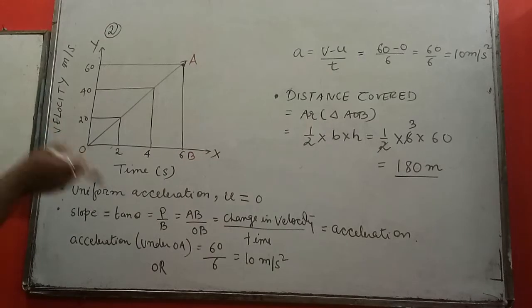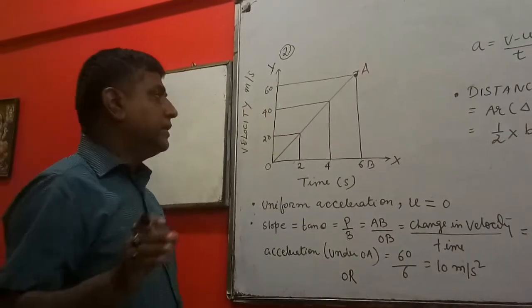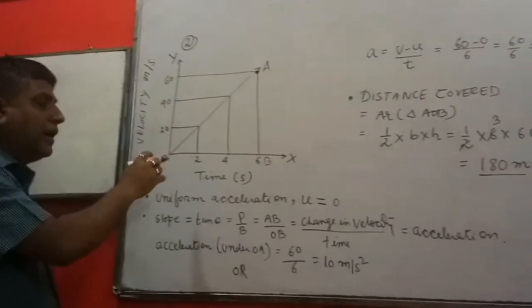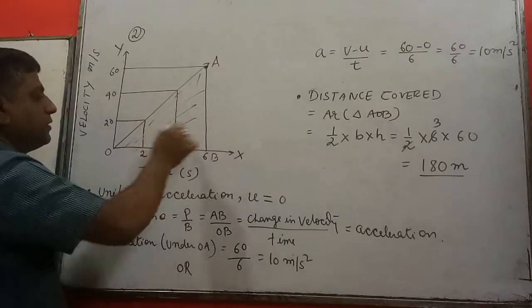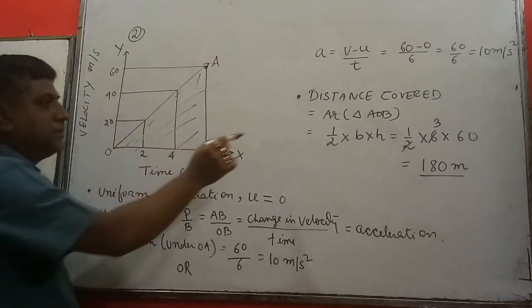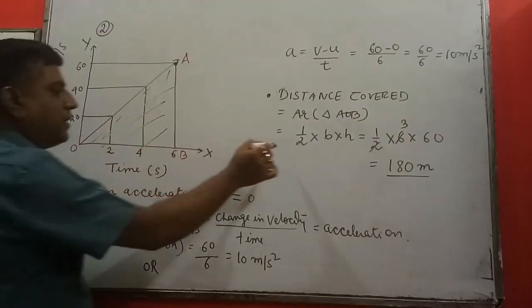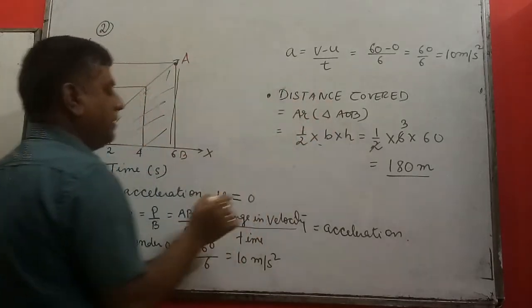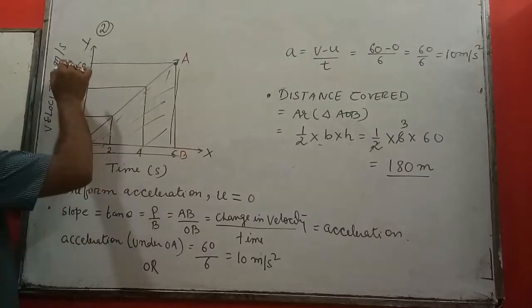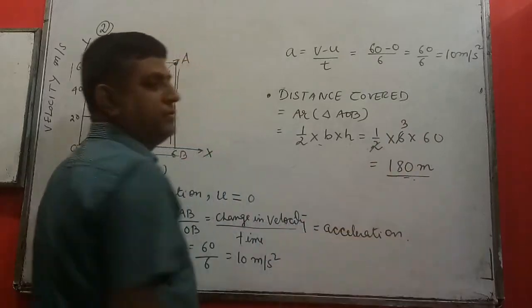And already I have told you in my previous graph, this is case 1. Area under the velocity-time graph indicates distance travelled. If I ask you the distance travelled under OA, this portion is nothing but a triangle. The distance covered equals the area of triangle AOB, half base into height. Base is 6, height is 60. 2 3 are 6, 180 meter. Okay.